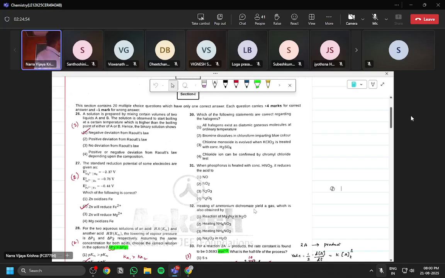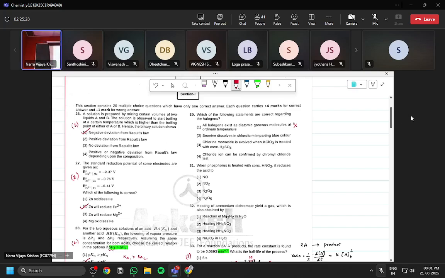Which of the following statements are correct regarding halogens? All halogens are diatomic molecules at ordinary temperatures. No. Bromine is liquid. Iodine is solid. Fluorine is yellow. Chlorine is greenish yellow. Bromine is brown liquid. Iodine is dark violet solid. So the statement that all are gases is wrong.